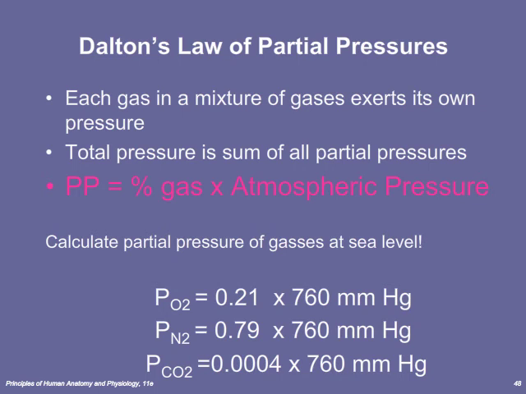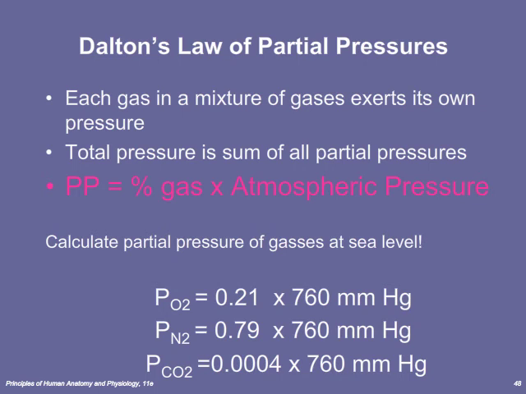And Dalton's law of partial pressure states that each gas in a mixture of gases exerts its own pressure, and the total pressure is the sum of all the partial pressures. So to figure out the partial pressure of a gas in a mixture, you simply need to know the total atmospheric pressure as well as the percent. And so one of the things I would like for you to do is calculate the partial pressure of oxygen, nitrogen, and carbon dioxide at sea level.